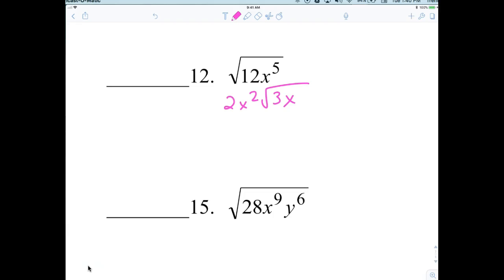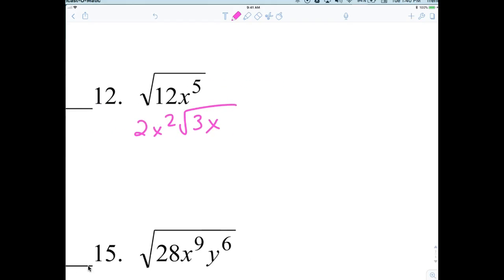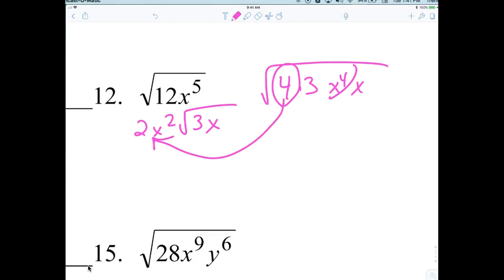All right, we'll go slow for you one last time, Zoe. Real slow. Here we go. 12 is 4 times 3. X to the 5th breaks down to x to the 4th times x. 4 times 3. Take the square root. Square root of 4 is what? 2. Square root of x to the 4th. Oh! Yeah, I still don't get my problem, but that's okay. You good? You doing the next one?